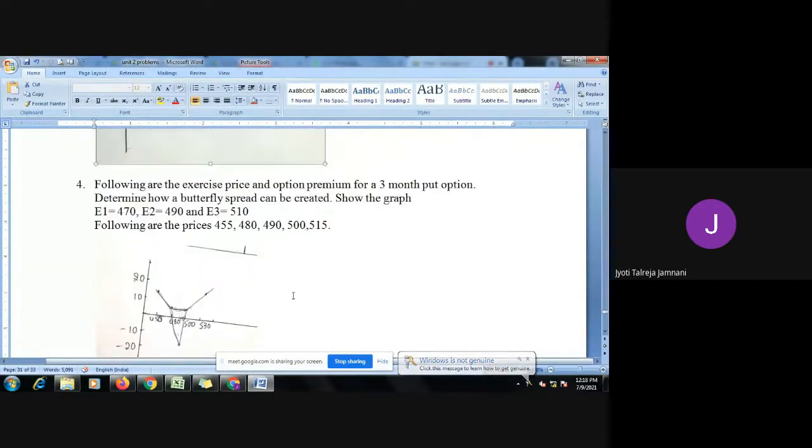The next sum is the fourth problem. Here also I forgot to put the premium. I'll just add the premium and then we'll solve this.